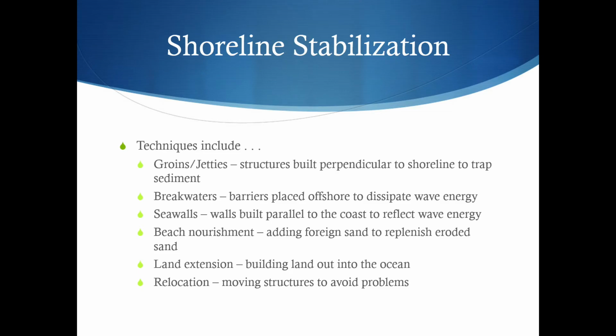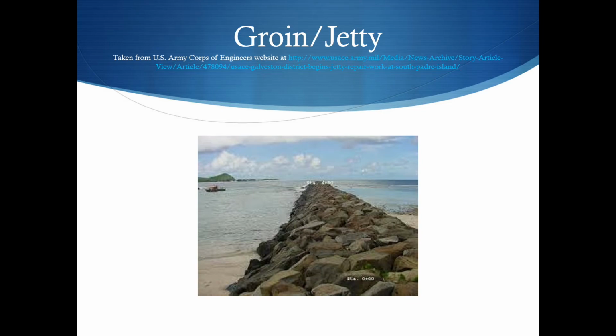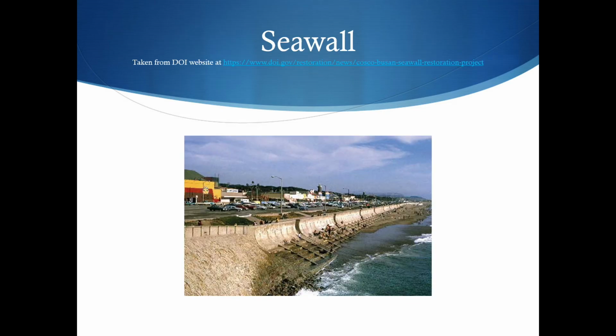Land extension, building land out into the ocean, is a way to stabilize the shoreline. Again, you're artificially adding things. And then, of course, this isn't really stabilization, but it's worth mentioning that we can also relocate. If you're having trouble keeping your hotel from falling into the ocean, then move your hotel. Again, a groin or jetty. This is a seawall, right, built right against the coastline.